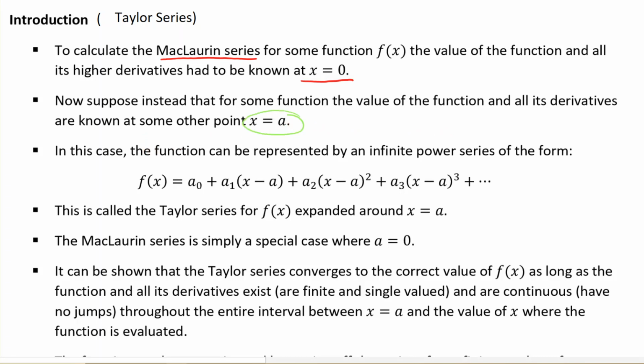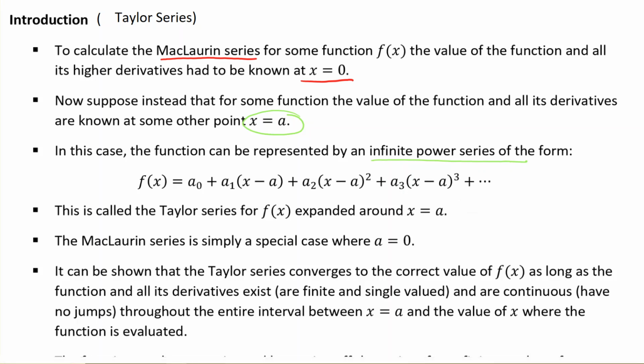Now we're going to create a new series which is centered or expanded around x equal to a, and that series is going to be called a Taylor series. The function can be represented by an infinite power series of the form f(x) = a0 + a1(x - a) + a2(x - a)^2 + a3(x - a)^3, and this is called the Taylor series expanded around x equals a.